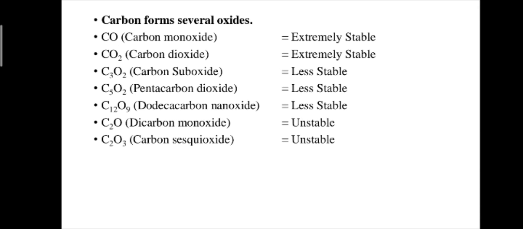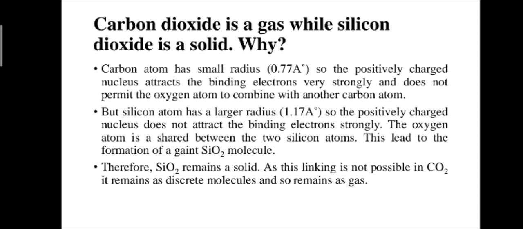Carbon forms several oxides. Carbon monoxide and carbon dioxide are extremely stable. Carbon suboxide C3O2, pentacarbon dioxide C5O2, and dodecacarbon nonaoxide C12O9 are less stable. Dicarbon monoxide C2O and carbon sesquioxide C2O3 are unstable. Carbon dioxide is a gas while silicon dioxide is a solid. Why?